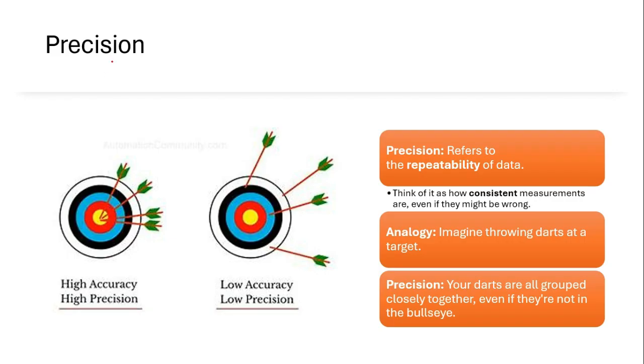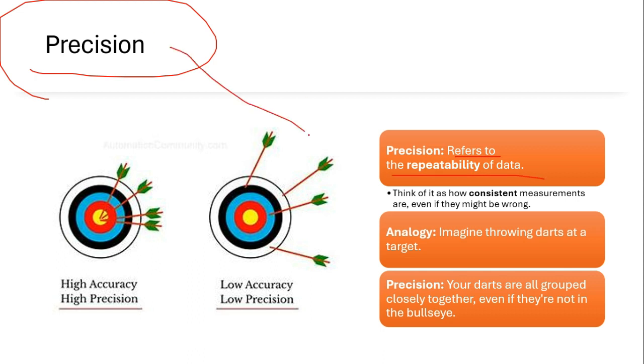And there are also the terms precision and accuracy that are related to data. So what is precision? Precision refers to the repeatability of data. When we talk about precision, we talk about consistency, like how consistent measurements are, even if they might be wrong. If measurements are consistent, then they are precise, even if they are not accurate.